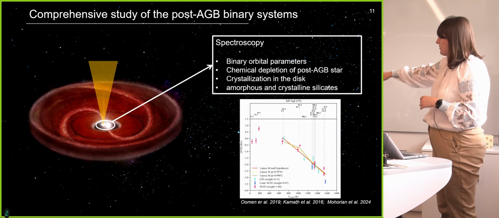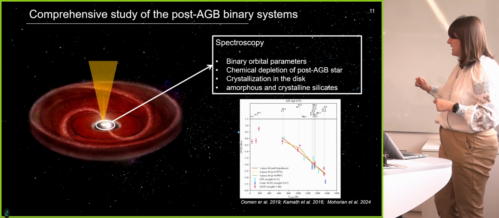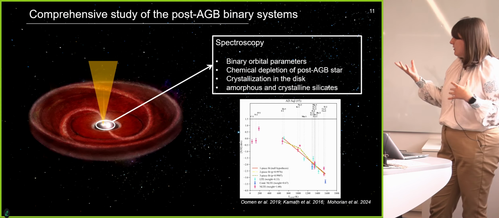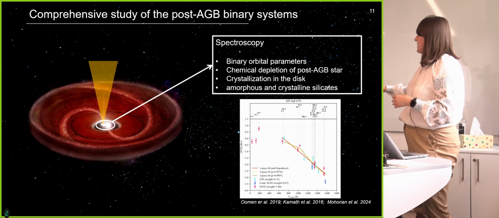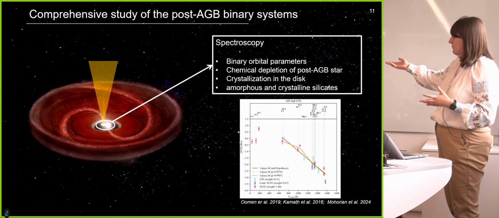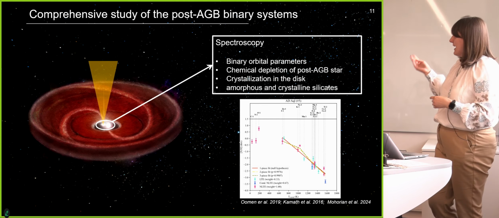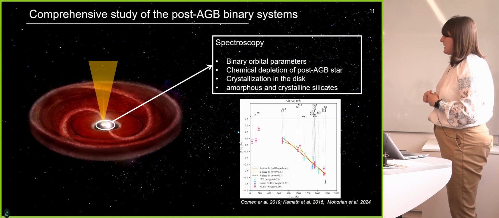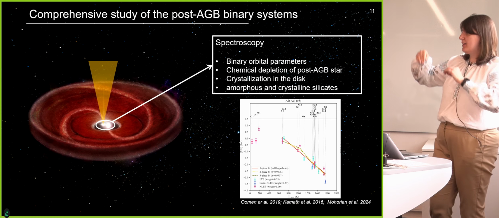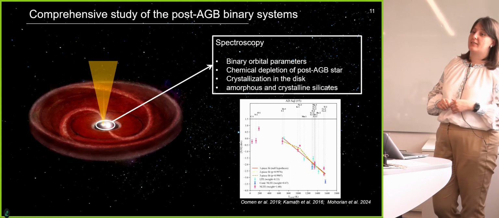So if you look at this graph, on the x-axis is the condensation temperature for different elements observed in the post-AGB star, and on the y-axis is the abundance of this element. And as you can see, towards the higher condensation temperature, there is a quite significant decrease in the abundance of the elements. And this is commonly explained by the reaccretion of cleaned volatile gas from the disk back onto the post-AGB star, while dust and refractory elements stay in the disk.